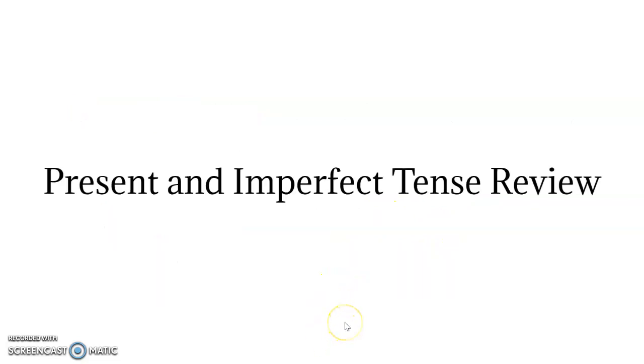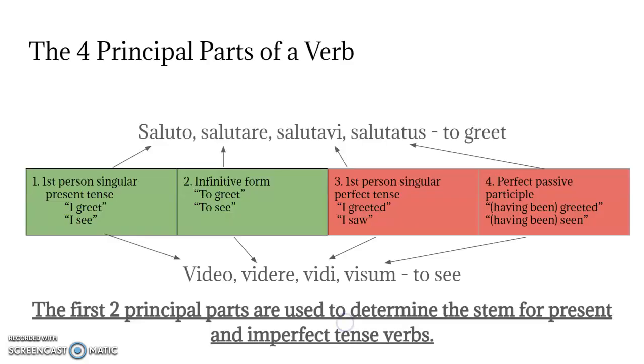So let's look back at the present and imperfect to review what we did last week and use that as the framework for learning the next 3 tenses as well. Just as a reminder, when you're given a verb in this year's vocab, you'll be given the 4 principal parts of the verb, 1, 2, 3, 4. We've got 2 different verbs here, and these are how they all work.